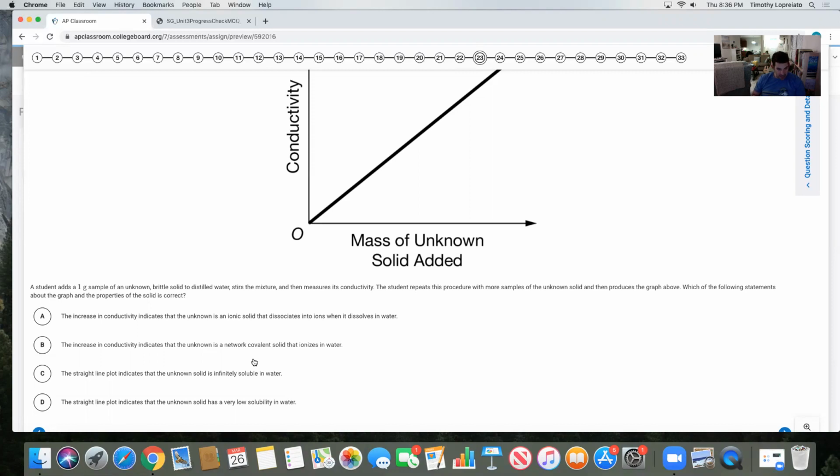The increase in conductivity indicates that the unknown is an ionic solid that dissociates into ions when it dissolves in water. I like that. Ionic compounds conduct electricity. None of the other solids do when they dissolve in water. The increase in conductivity indicates that the unknown is a network covalent solid. Nope. Straight line, the unknown solid is infinitely soluble in water. I mean, kind of, but I don't think that's explaining why. It's still like choice A. The straight line plot indicates that the unknown solid has a very low solubility in water. Definitely not. So I like choice A.